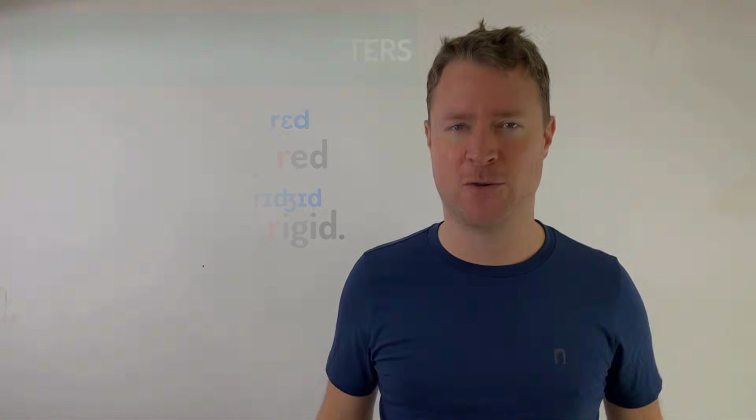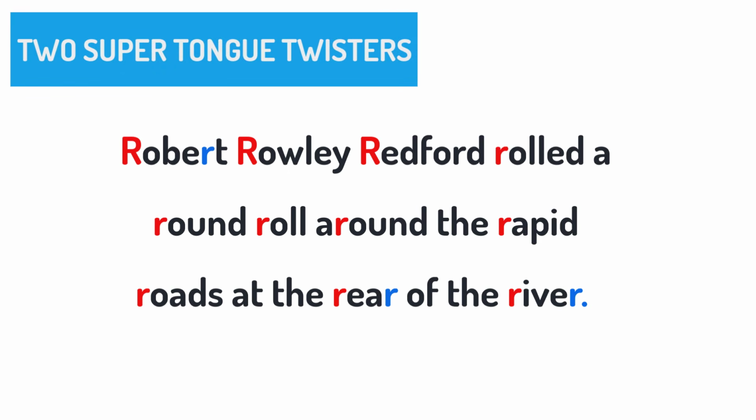Okay, let's have a look at number 2. Okay, try this one. Robert Rowley Redford rolled a round roll around the rapid roads at the rear of the river. One more time. Robert Rowley Redford rolled a round roll around the rapid roads at the rear of the river. Whew, okay, that was a really difficult one, but I promise if you practice it enough times, that letter R of yours will be absolutely perfect.